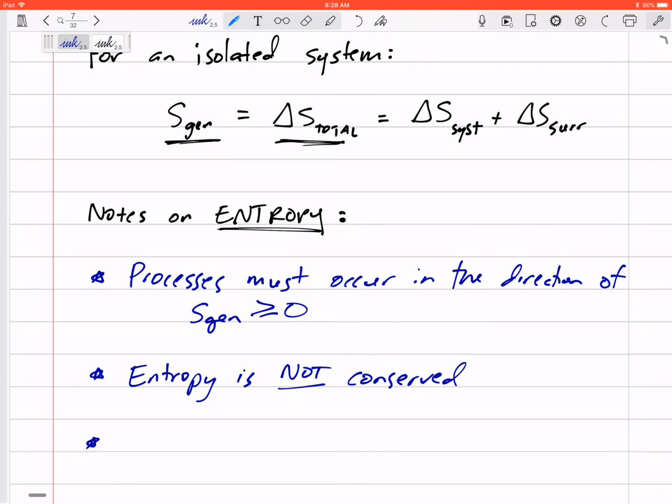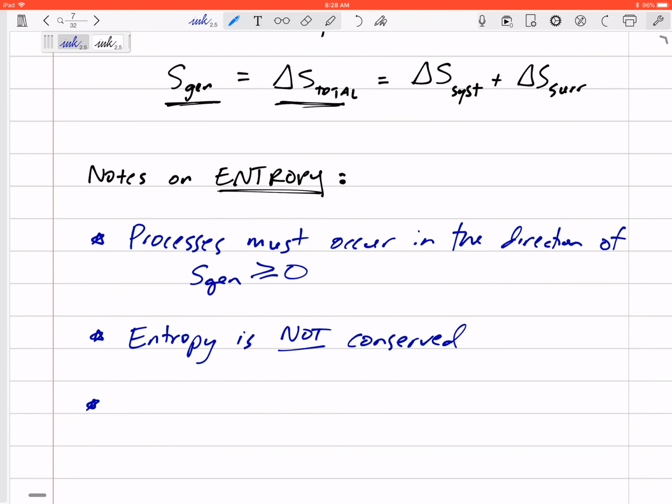Initially, the entropy, final, the entropy entering, exiting. We're not going to do that. There's no conservation of entropy. Entropy is not conserved. And so we talked about this.